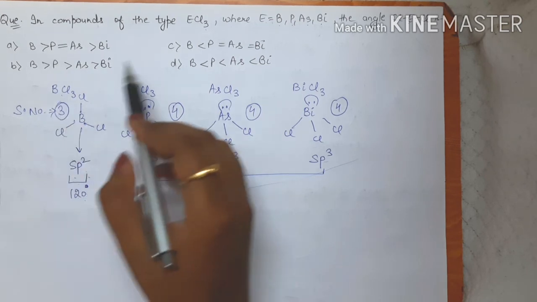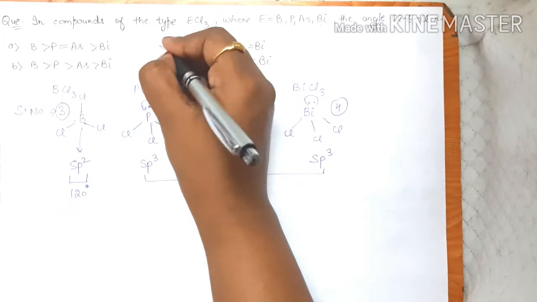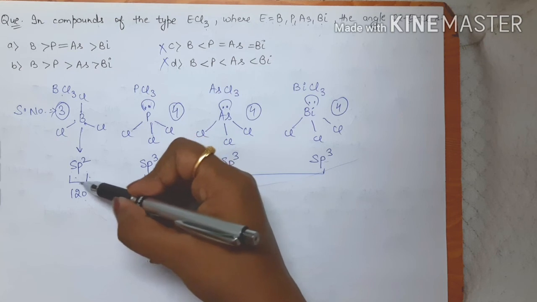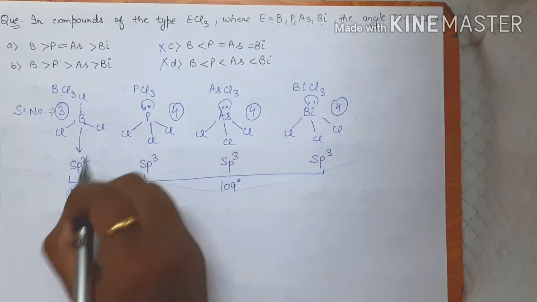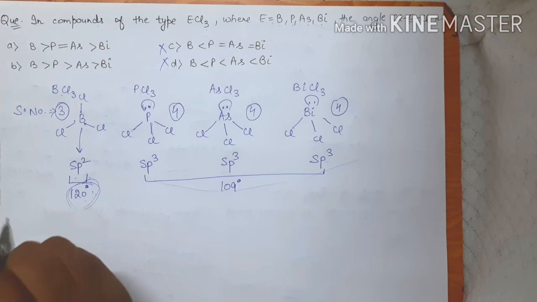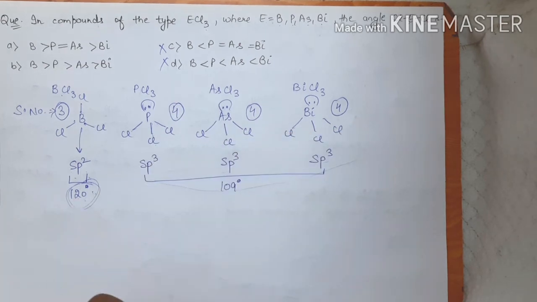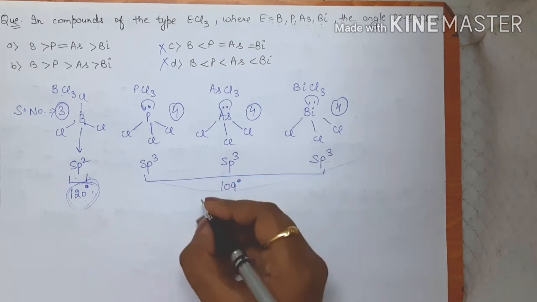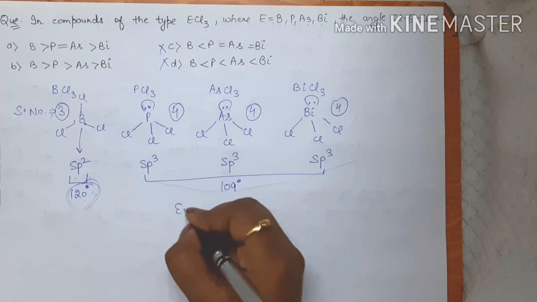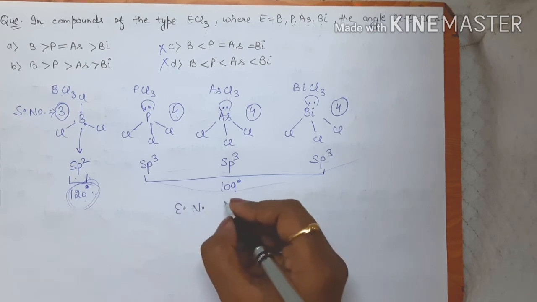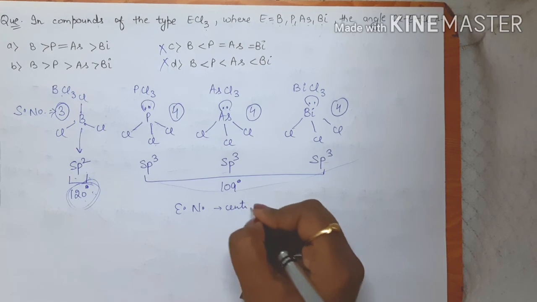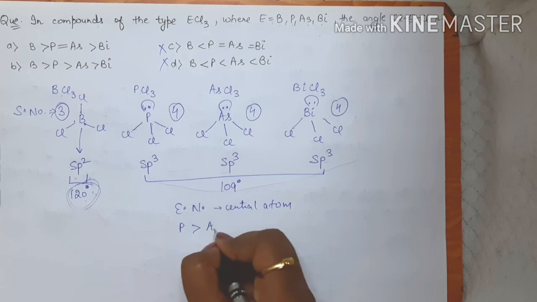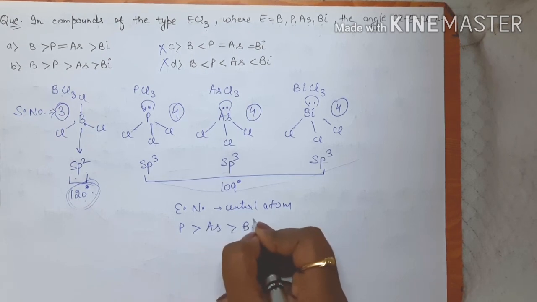So definitely out of these four options, these two options are going to be cancelled out, because BCl3 is going to have the largest bond angle. Now out of these three we have to find out the bond angle trend. If we look at these three molecules, then we have to find out the electronegativity trend of the central atom. Phosphorus is more electronegative as compared to arsenic, as compared to bismuth.